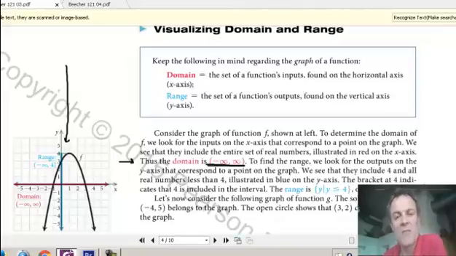Okay, visualizing domain and range. Right, visuals. Okay, we'll look at a graph. The domain, the set of inputs found on the horizontal axis, that's the x-axis. It's you reading from left to right on the x-axis, that's the domain of a graph, okay? The range, you reading the y's, okay? Function outputs found on the vertical axis, the y-axis, that's you reading up and down the y-axis, okay?